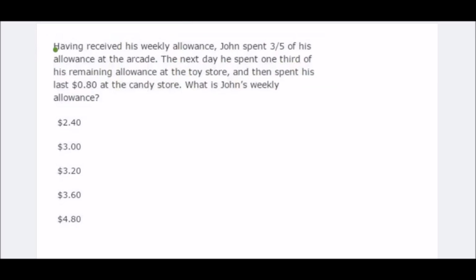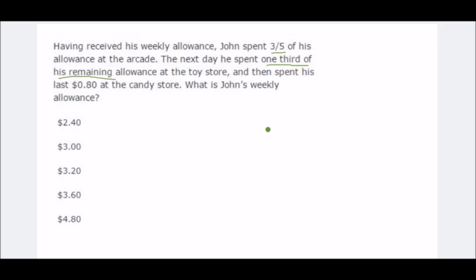Our next question is, having received his weekly allowance, John spent 3/5 of his allowance at the arcade. The next day he spent 1/3 of the remaining allowance at the toy store, and then spent his last $0.80 at the candy store. So what is John's weekly allowance? See the condition first. John spent 3/5 of his allowance at the arcade, and the next day he spent 1/3 of the remaining. So we have to find the remaining first.